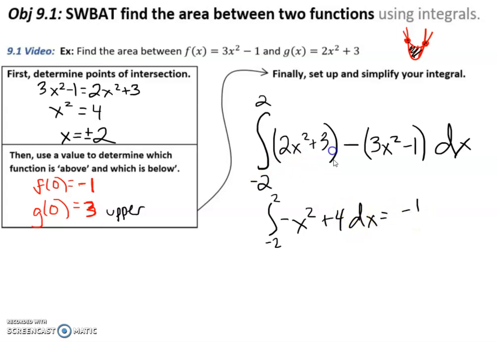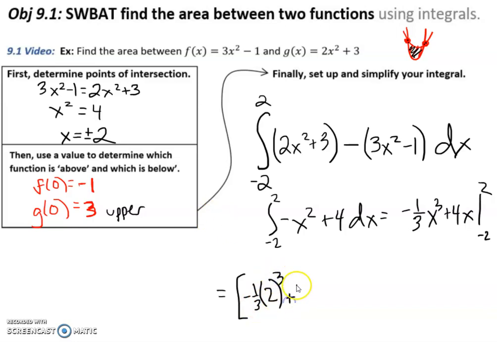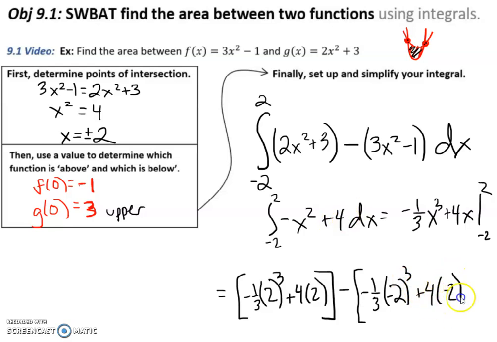That integral is -1/3 x cubed plus 4x from -2 to 2. And I know I'm running out of space, but we'll get there. Plugging in our upper limit, we have -1/3 times 2 to the third plus 4 times 2, minus our lower limit, which is -1/3 times -2 to the third plus 4 times negative 2.